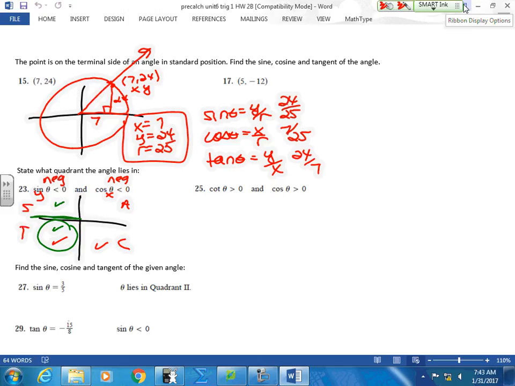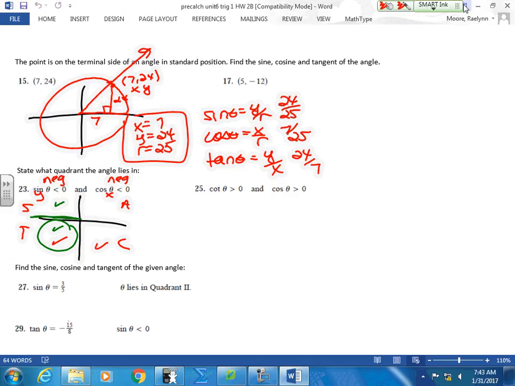I don't know if they taught you last year, all students take calculus, whatever. This means all are positive. This means just the sine is positive. Tangent and cosine are negative. This means just the tangent is positive. Sine and cosine are negative. Excuse me, this means the cosine is positive. Tangent and sine are negative. I personally like to do it this way.